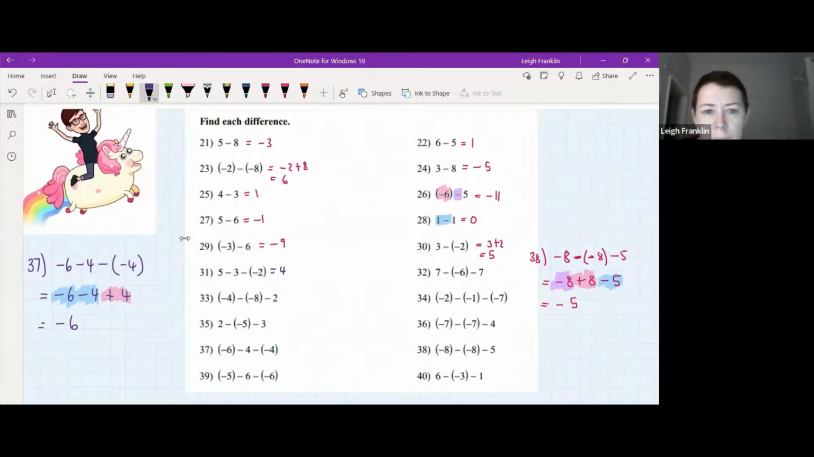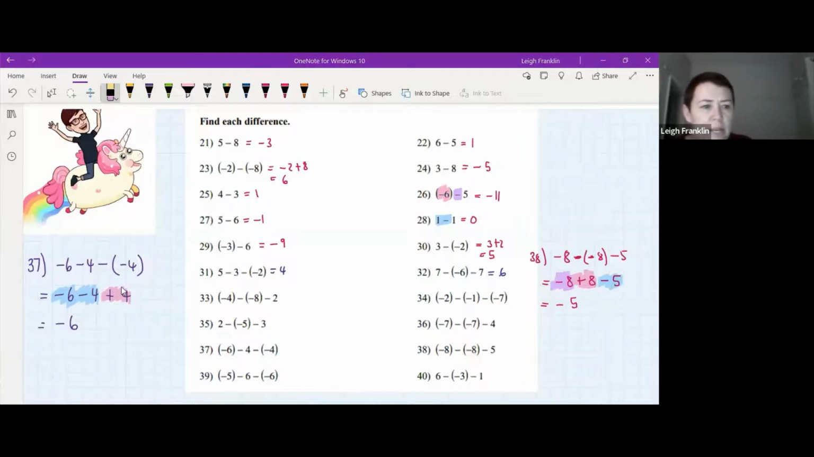Ma'am, at number 32, I got 20. Okay, looking at this, I don't think I would have got 20 here, Bonolo, but let's just double check. We're starting at 7, we're taking away -6, and then we're taking away 7, right? So that means start at 7, add 6, and then -7. So here we should end at 6. Yes, we should end at 6. Can you see where your mistake was? Yes, ma'am. Does that make sense, Bonolo? Yes, ma'am. Okay.